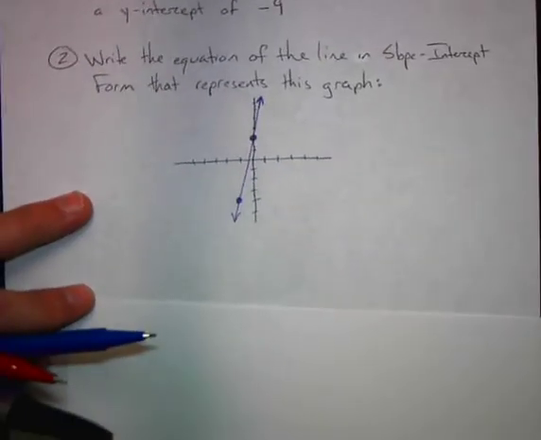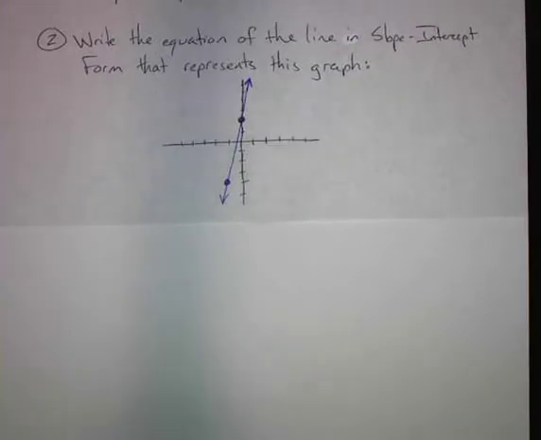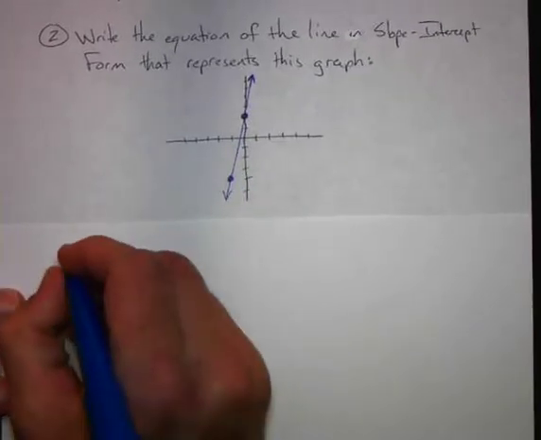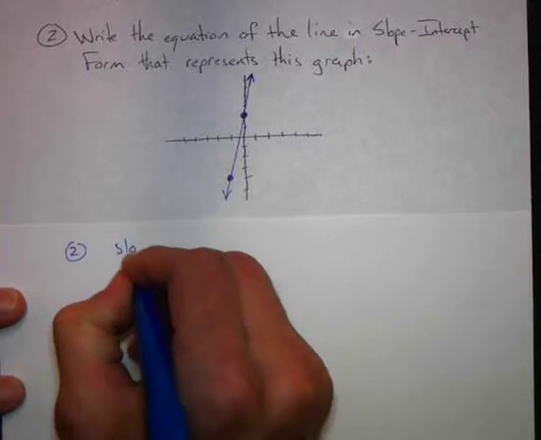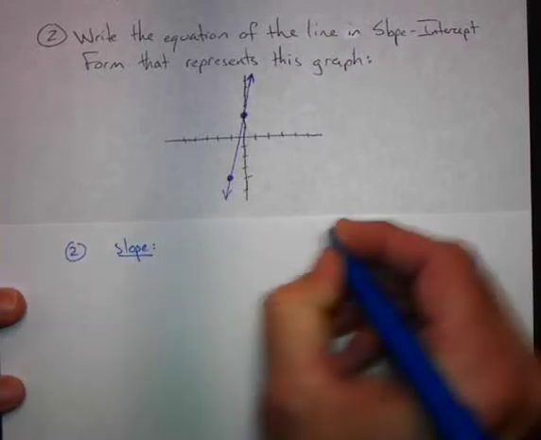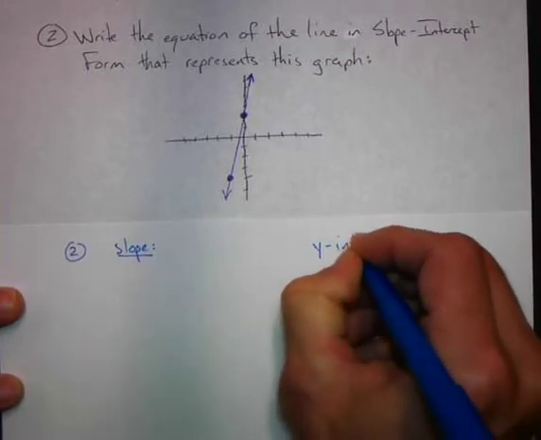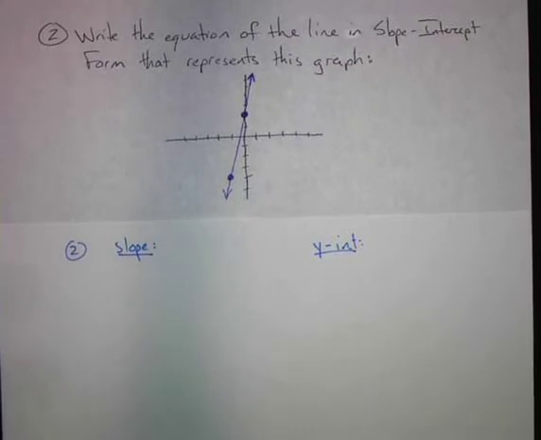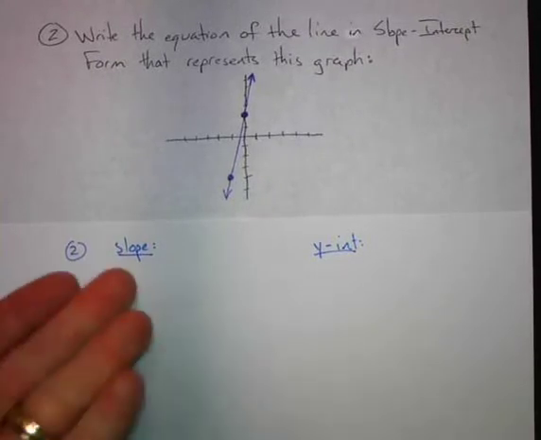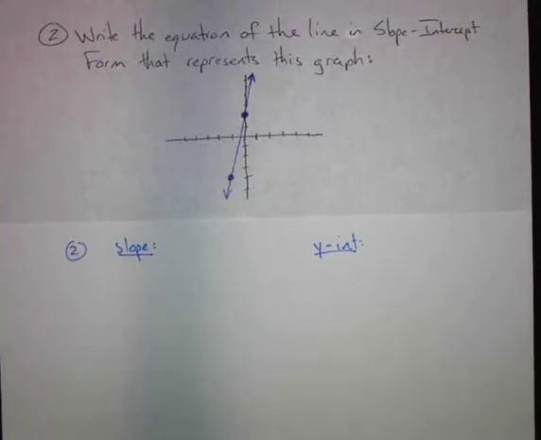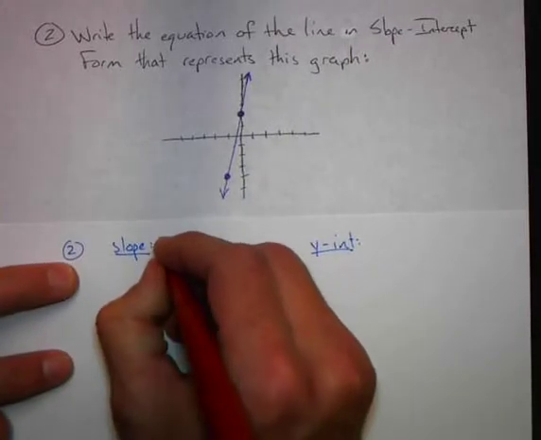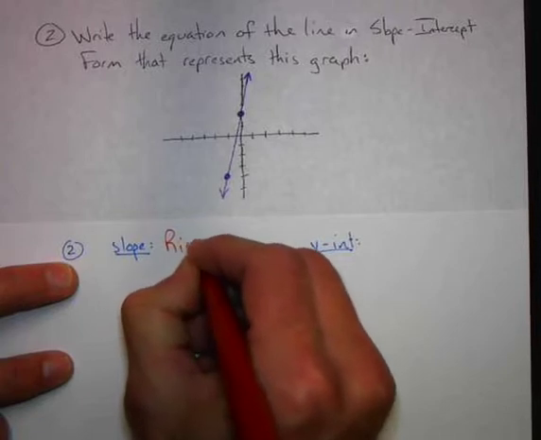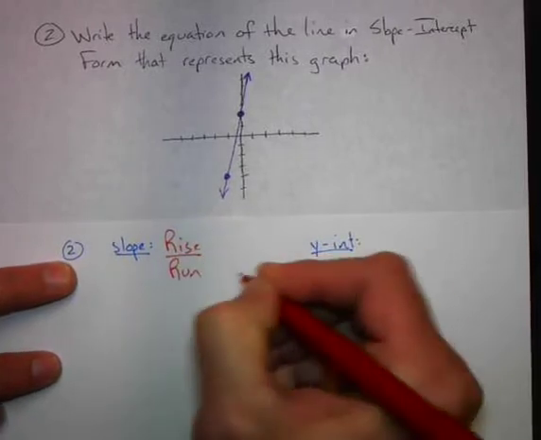Well, remember, there are two things we need to write an equation of a line. We need a slope, and we need a y-intercept. And so we have to look at this graph. Can we tell the slope from this graph? Well, we need to remember what slope is. Slope is rise over run.